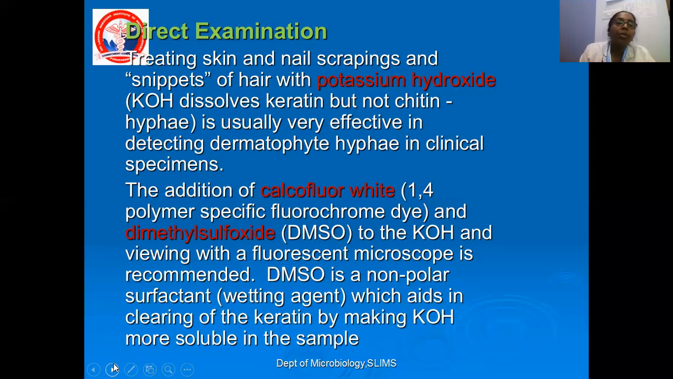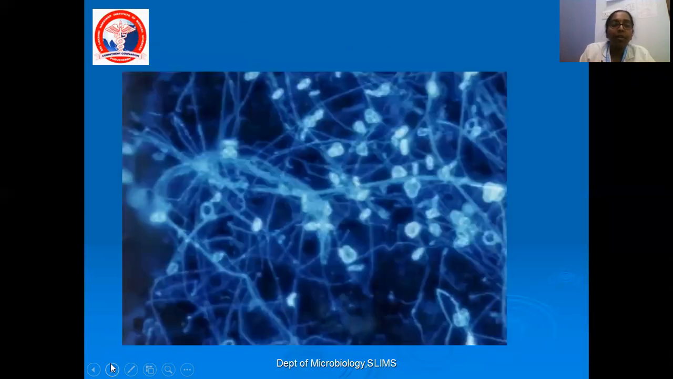We can speed up this process by slightly heating the KOH in a test tube after putting the sample into it. The addition of calcofluor white and DMSO, that is dimethyl sulfoxide, to potassium hydroxide, and viewing with a fluorescent microscope is recommended. DMSO is a non-polar surfactant which aids in clearing the keratin by making KOH more soluble in the sample. So this is calcofluor white, where you can see the fluorescence.